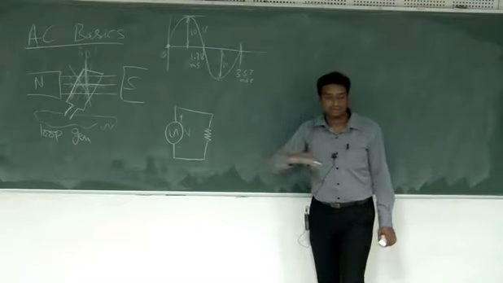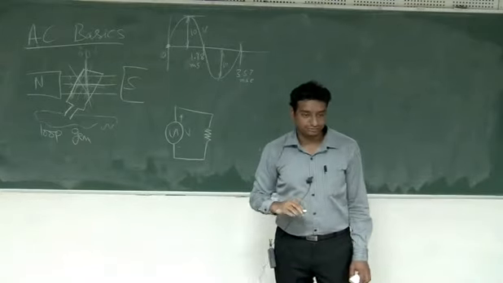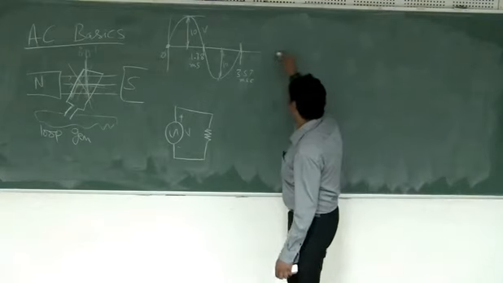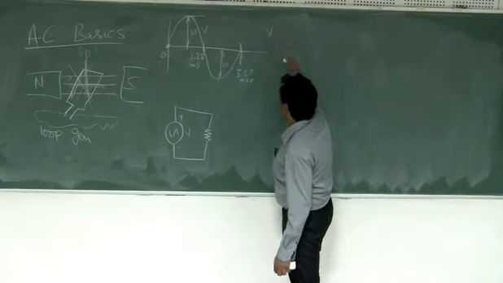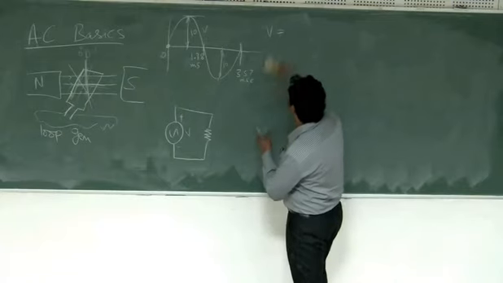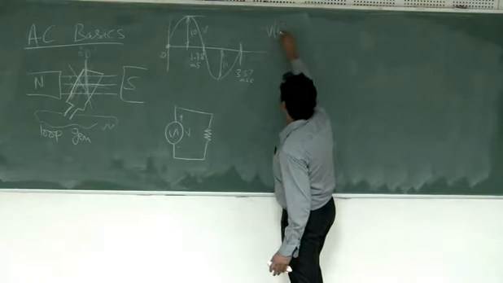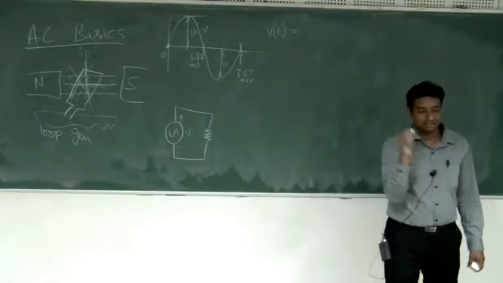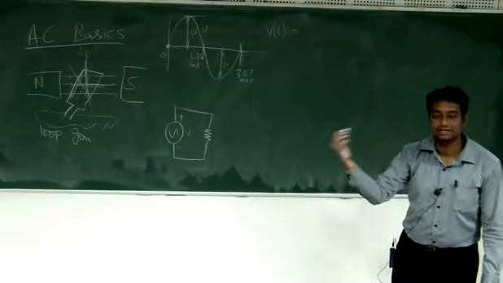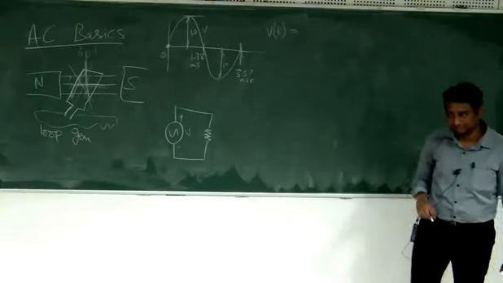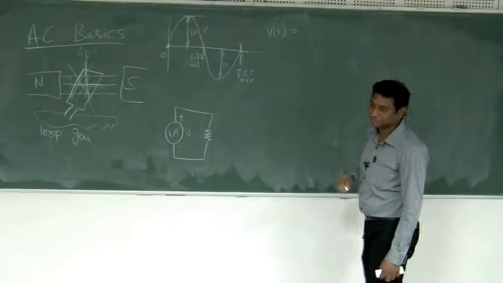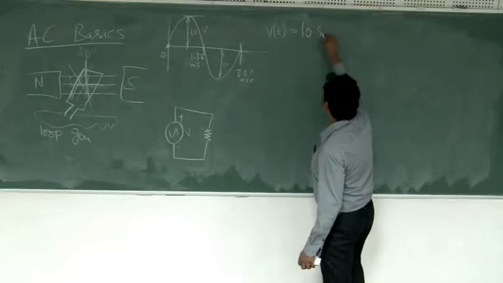Given this information, every time I don't want to draw the sine wave. I want to represent it as a mathematical equation. So how can I write it? Let's say small v is equal to V of t. That means V as a function of time. So if I substitute the value of t equal to something, I'll get the value of V at that particular time. So how do I write it? 10 sine.